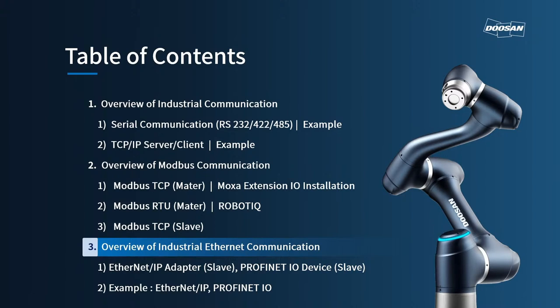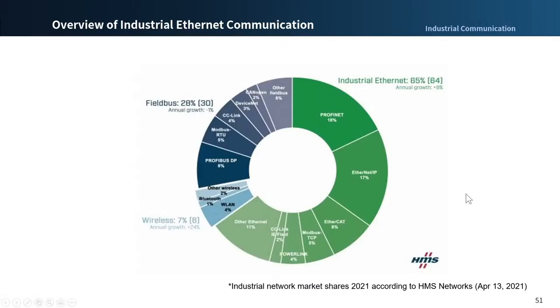The next chapter is the last chapter, for industrial Ethernet communication. This is the industrial network market share in 2021, according to HMS. Industrial Ethernet accounts for 65% of the total, and fieldbus accounts for 28%, like this.